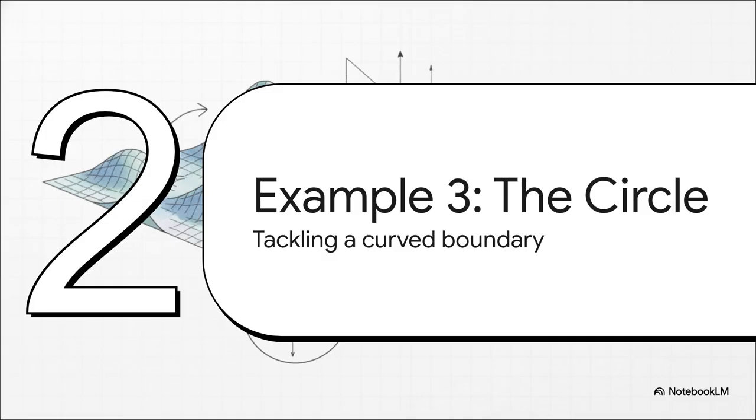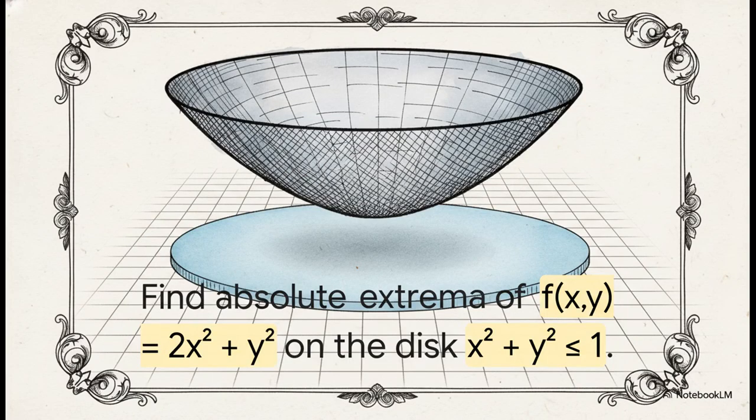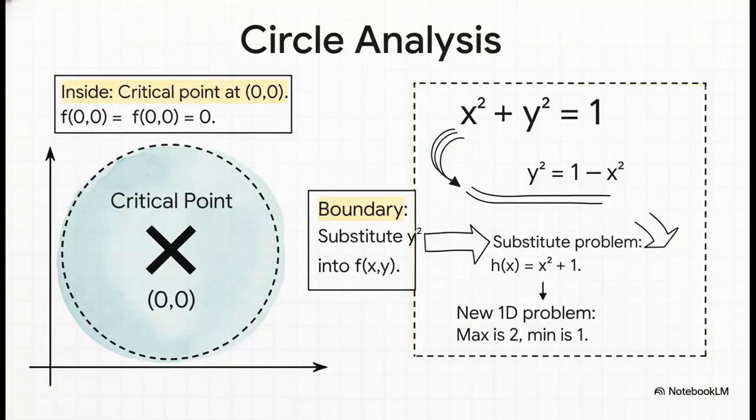Now, the big question is, can we still use that awesome substitution trick we just learned? Let's find out. Here's the setup. We need to find the absolute extrema of this function, 2x squared plus y squared, but only on the disk of radius 1 that's centered at the origin. Okay, let's run the playbook one last time. The inside check is quick. The only critical point is at the origin, (0,0), and our function's value there is 0.